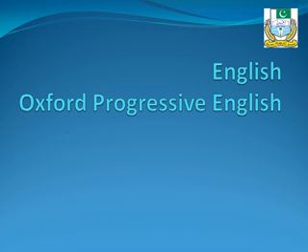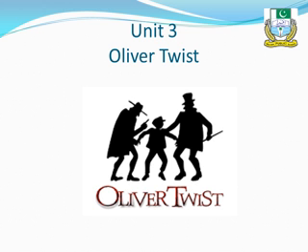Today we are going to learn a lesson from Oxford Progressive English. Dear students, today we are going to learn a story about a young boy whose name was Oliver Twist. He was living in London in the 1820s. This is the novel written by Charles Dickens.